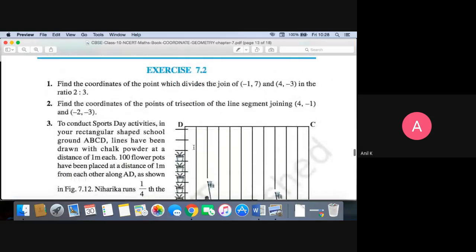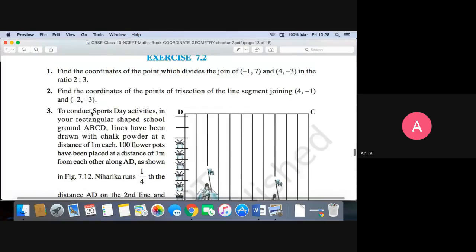Okay, first question we solved. Now, second question is about trisection only. Find the coordinates of the points of trisection of the line segment joining 4, minus 1 and minus 2, minus 3. I think you can solve this question. Whenever a trisection question is there, the section formula has to be applied twice, to find the point P and to find the point Q.